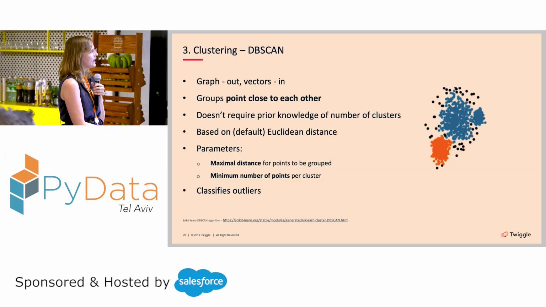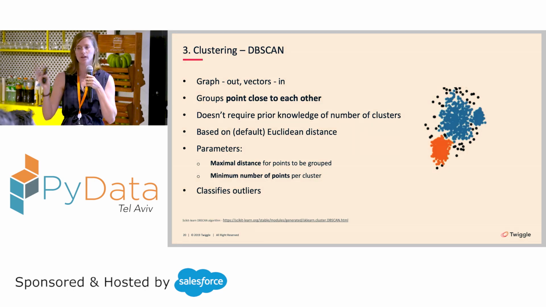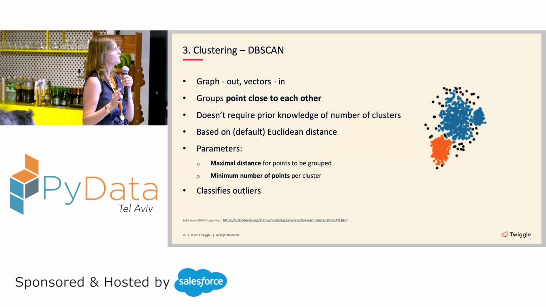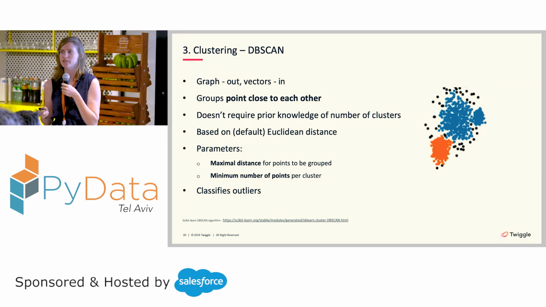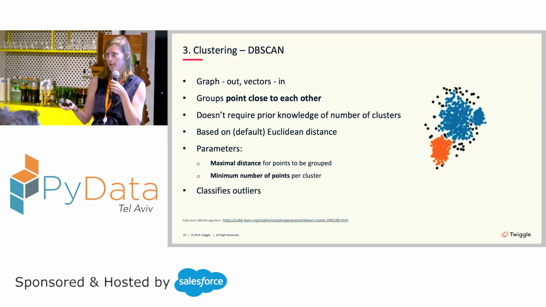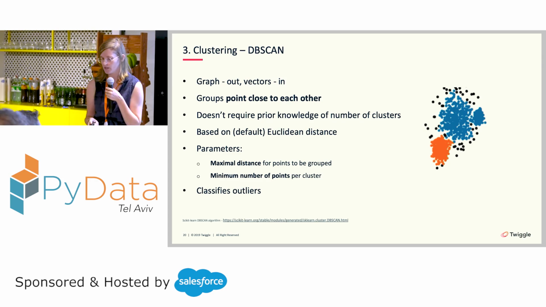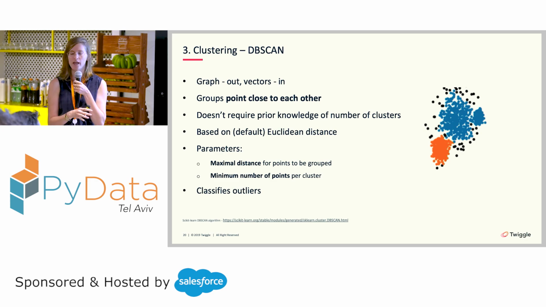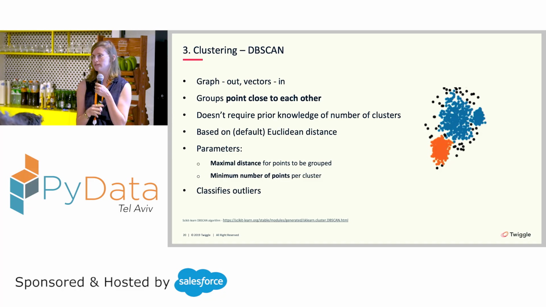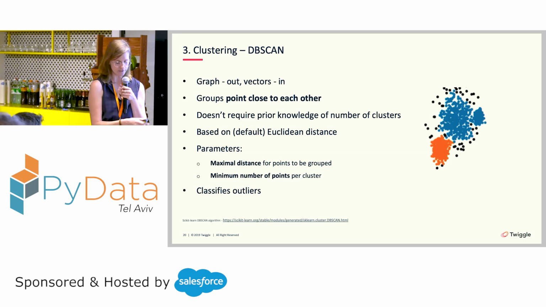All right, so once we've done that, we had a graph, now it's gone. We have a bunch of vectors, we can cluster them, that's great. And I used the DBSCAN algorithm because it doesn't require prior knowledge of the number of clusters, because I don't know how many product types I'm going to get. What it does require is two parameters: the maximal distance between two points in order for them to be in the same cluster, and the minimum number of points per cluster to be considered a cluster. All the points which do not meet these criteria are classified as outliers.